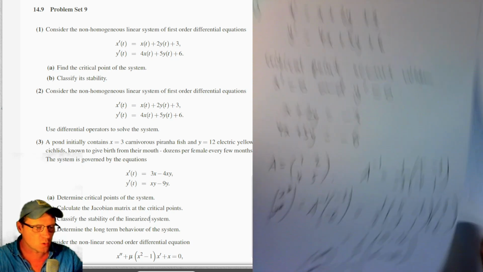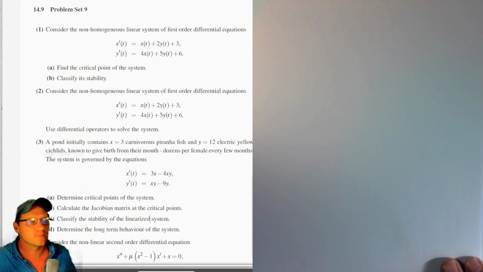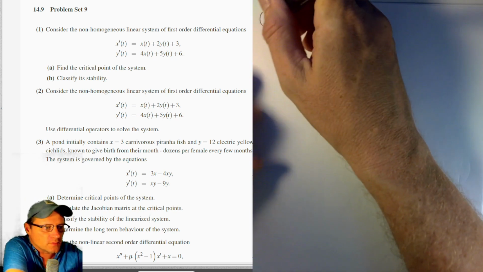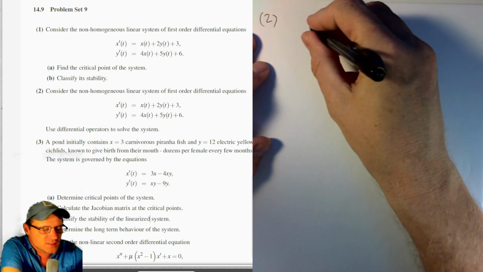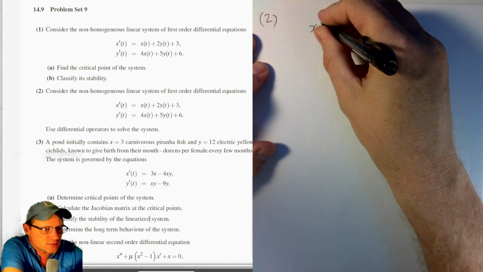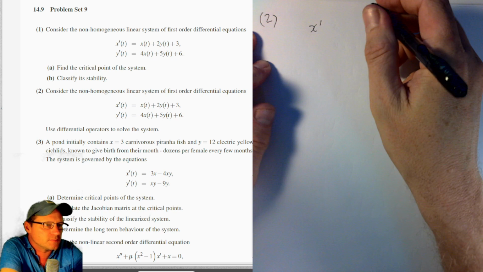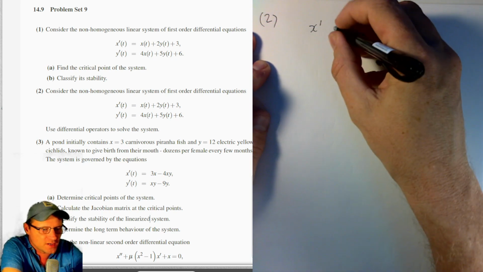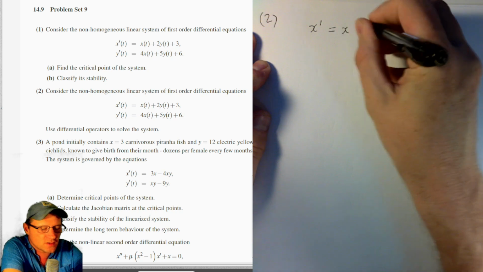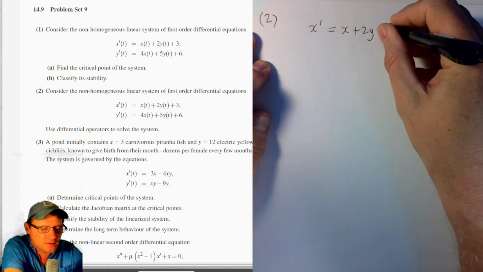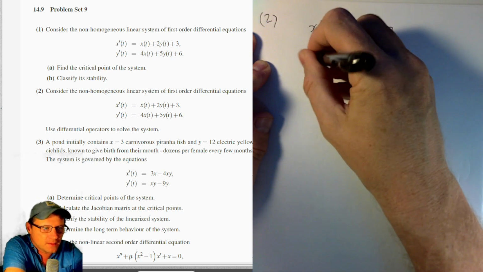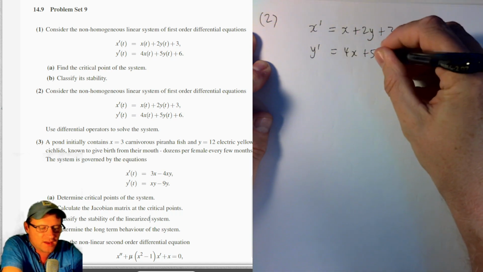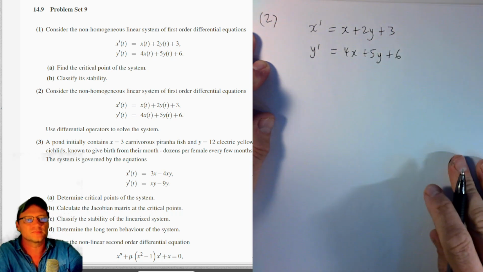Okay, let's move on to question 2. Consider the non-homogeneous linear system. Well, that's the same one. Use differential operators to solve this. We have x' = x + 2y + 3, y' = 4x + 5y + 6.